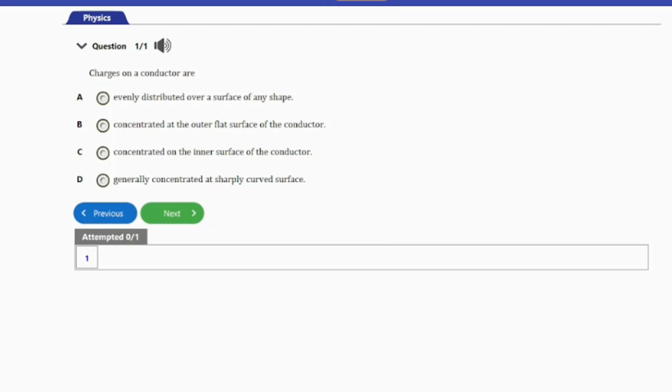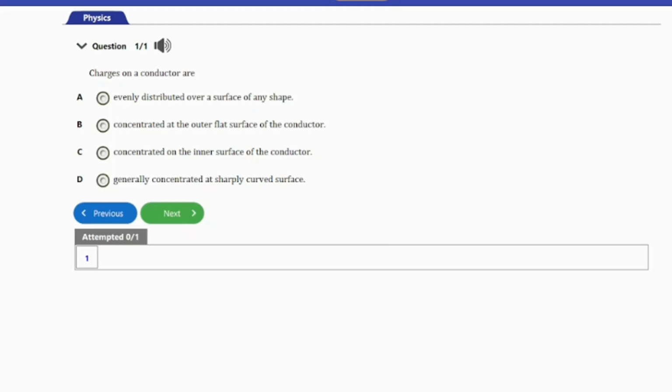It says, charges on a conductor are: A, evenly distributed over a surface of any shape; B, concentrated at the outer flat surface of the conductor; C, concentrated on the inner surface of the conductor; D, generally concentrated at sharply curved surfaces. The answer to this question is option D.